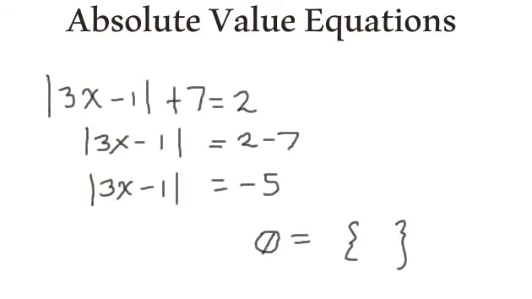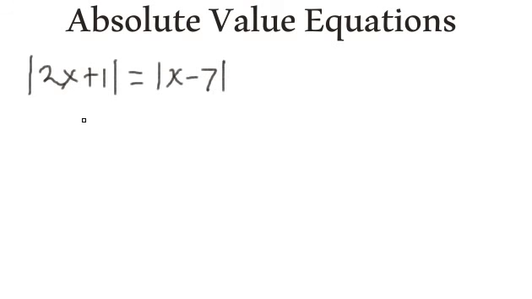Okay, moving right along. Alright, I've got one here that's going to rock your world, if you like to live in a rocked world. How about 2x plus 1 is equal to, okay, so I'm not going to put a constant over here. It's actually going to be equal to another absolute value, and that's the absolute value of x minus 7. Whoa.